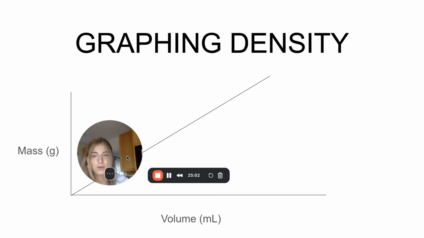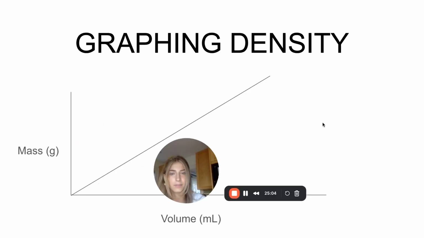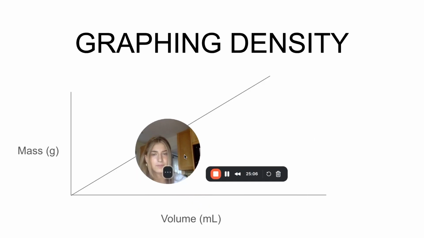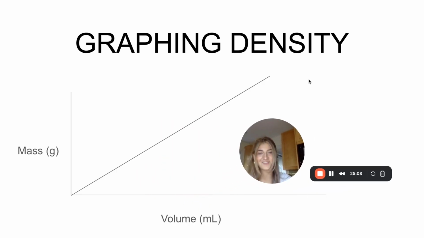Okay, graphing density. This is also important. The equation for density is density equals mass divided by volume. So when you think about that, it makes sense that the mass goes on the y-axis and the volume goes on the x-axis. And our units for mass are grams, and for volume are milliliters.